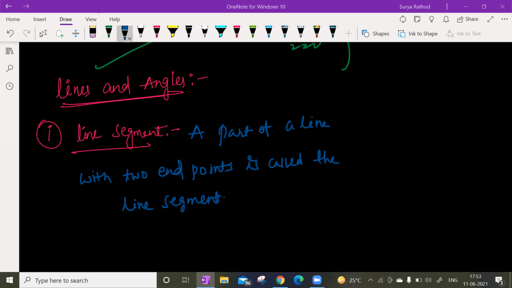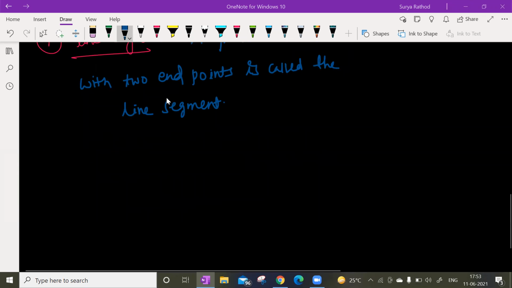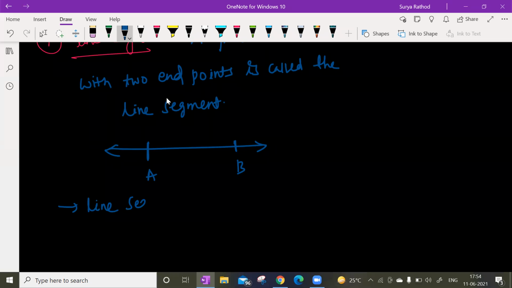Yes, look at this. A part of a line with two endpoints is called a line segment. For suppose if I draw a line like this, let us say this is my point A, and I'm just plotting my point B. Basically, line segment AB is denoted by AB bar like this.